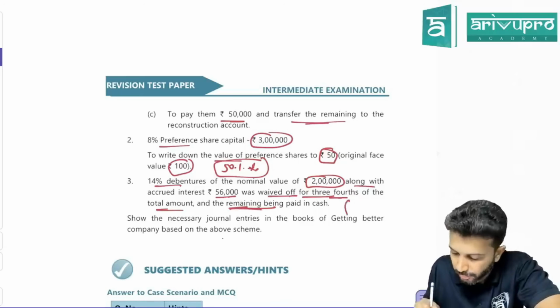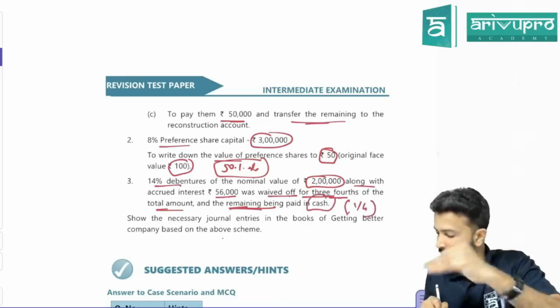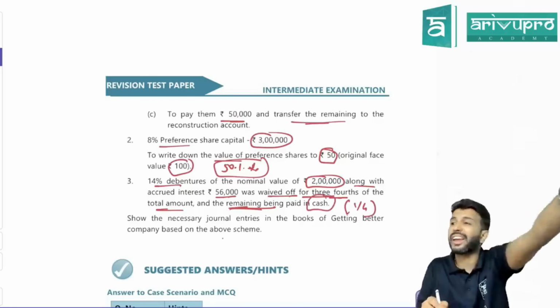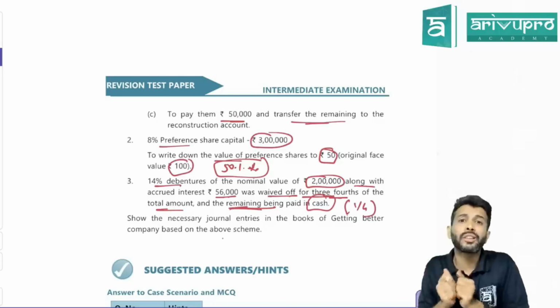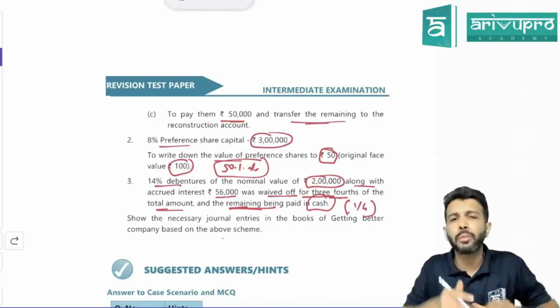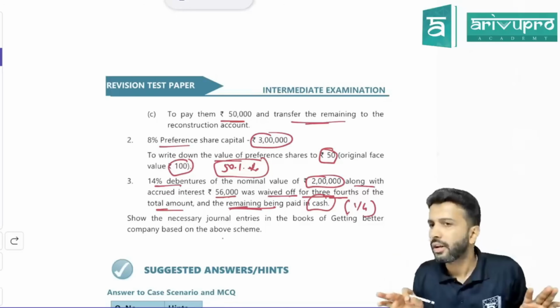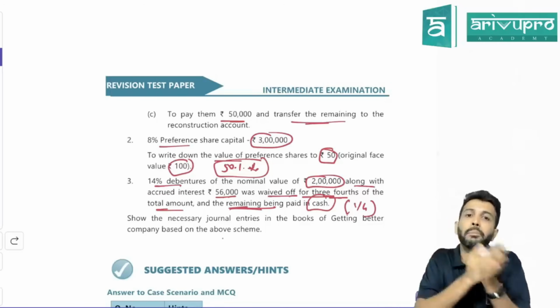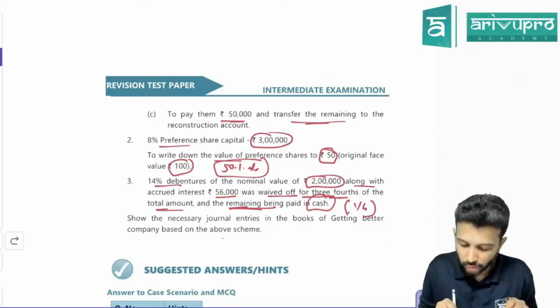And balance. Balance means 1/4. The balance, what do they want? Cash. 3/4 extent waived off, 1/4 extent settled in cash. So is this debenture there in our books or fully cancelled? Fully cancelled. Some by sacrificing, some by payment. So what journal entry will we pass?